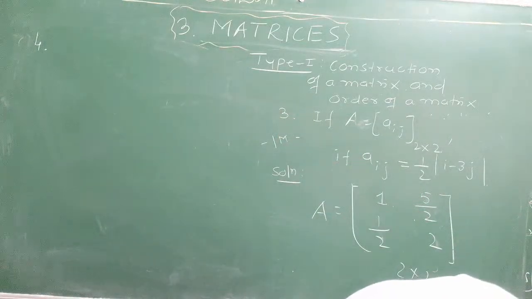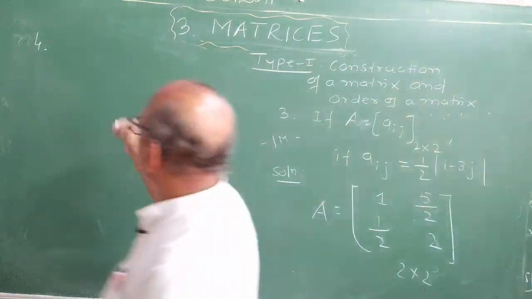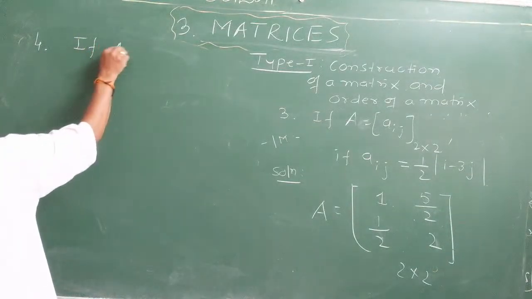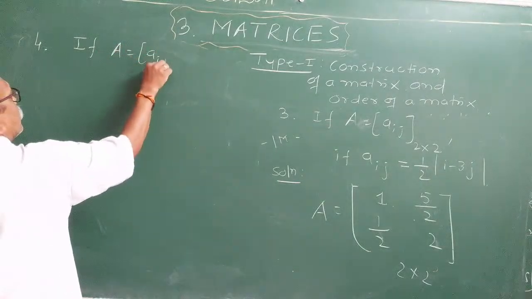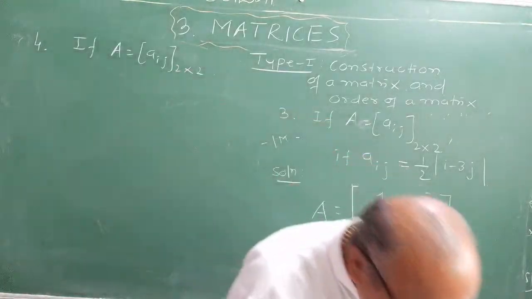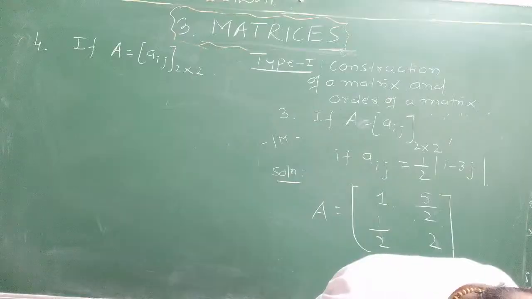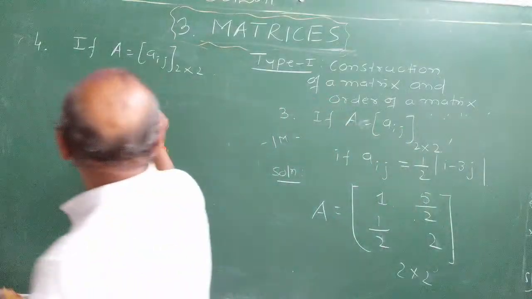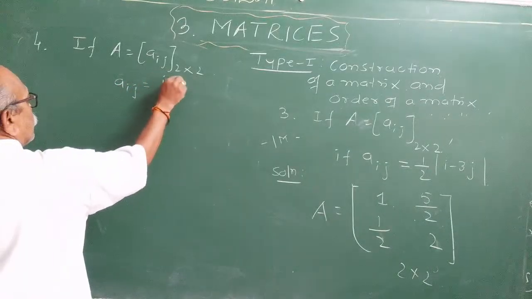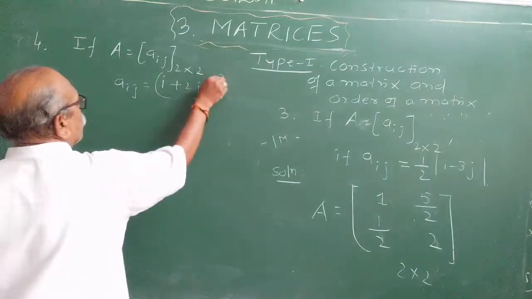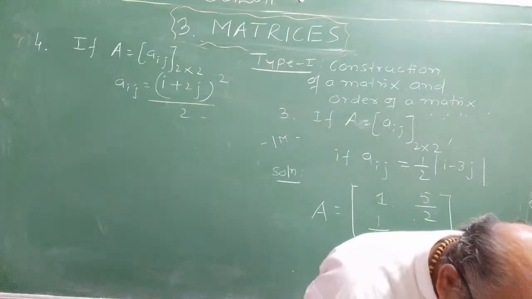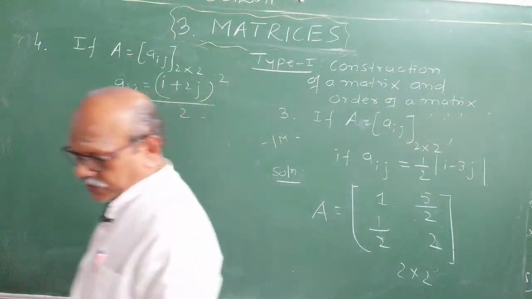If A is equal to Aij, 2 by 2, I'll give the condition now. The condition is Aij is equal to (I plus 2j) whole square divided by 2. Aij is equal to (I plus 2j) whole square divided by 2. Try this problem. Take 1 or 2 minutes.